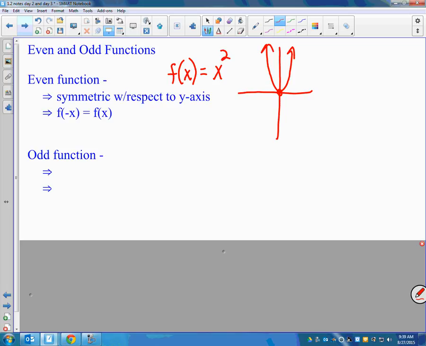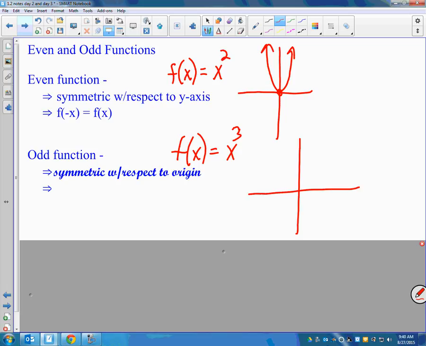An odd function is a function that is symmetric with the origin. And hopefully, maybe you know an odd function off the top of your head is x cubed. Maybe not as familiar with x cubed as x squared, but x cubed also starts at (0, 0). When you plug in 1, you get 1. When you plug in 2, you get 8, right? It goes up very quickly like this.